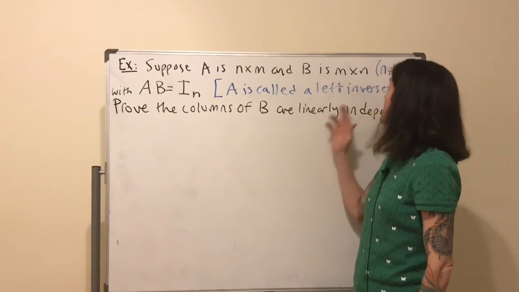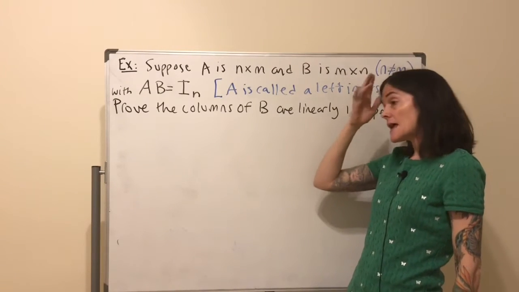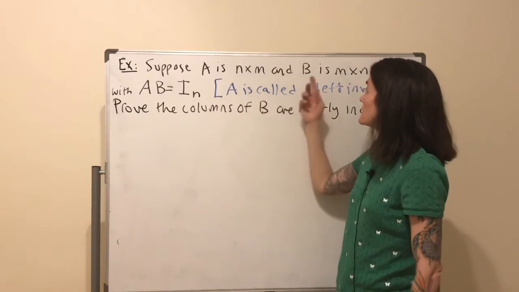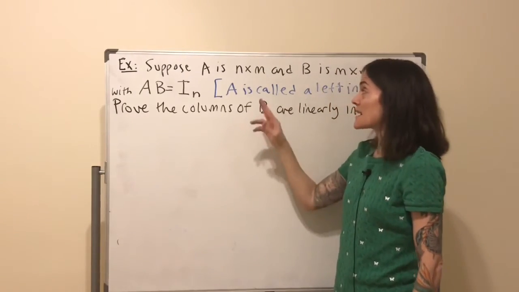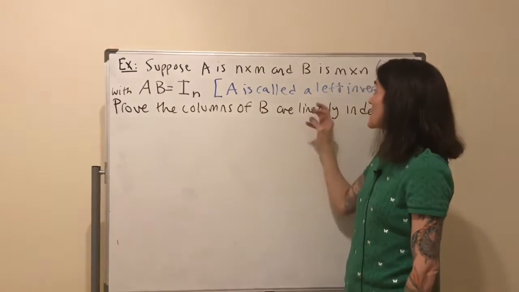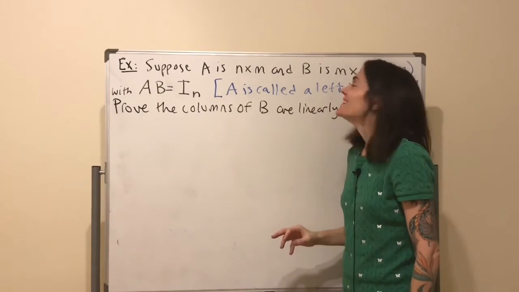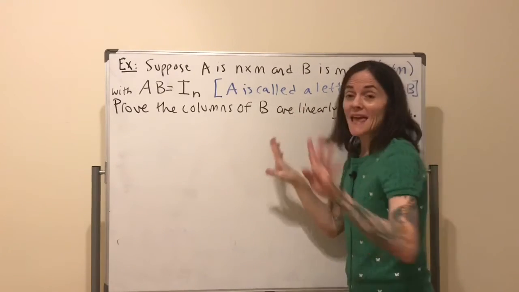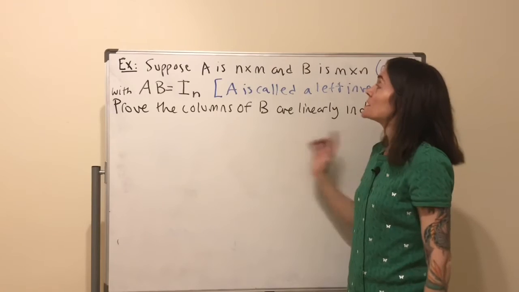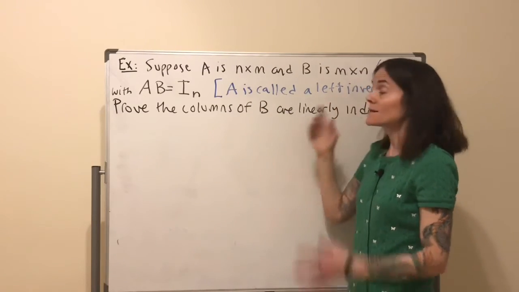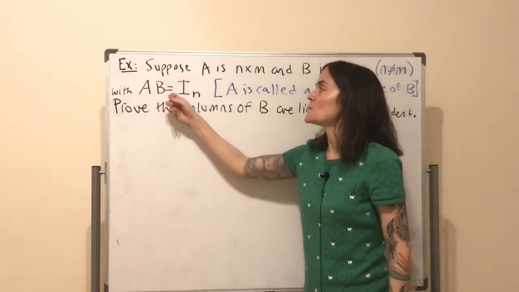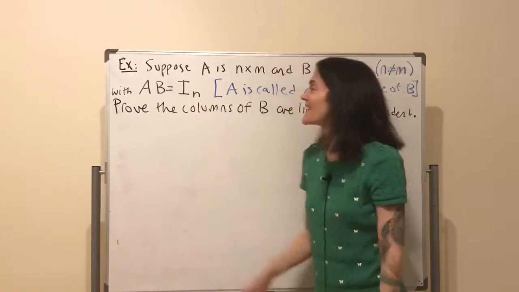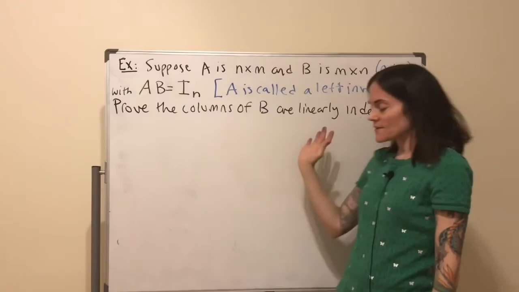So here, n is different than m, so A and B, neither one is square. A is n by m, B is m by n. Well, we can multiply A times B, and when we do, we get an n by n. So we have a square, and we are assuming that A times B is the n by n identity. And this is called a left inverse.